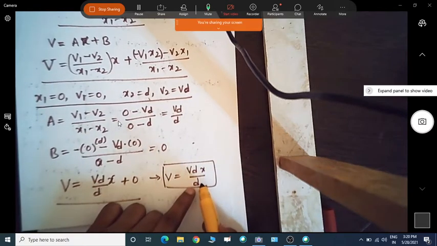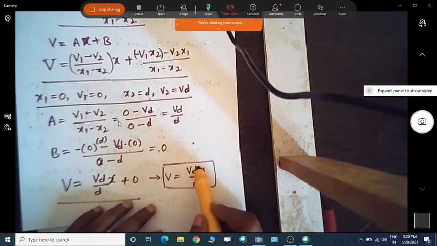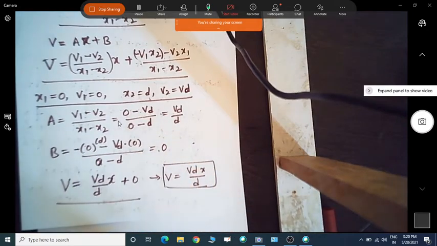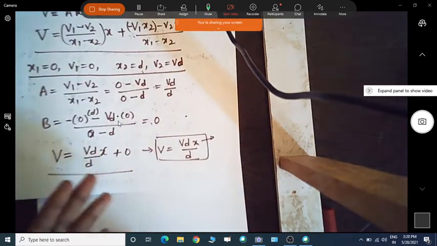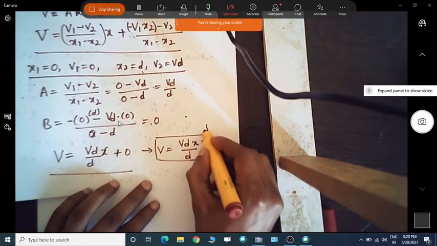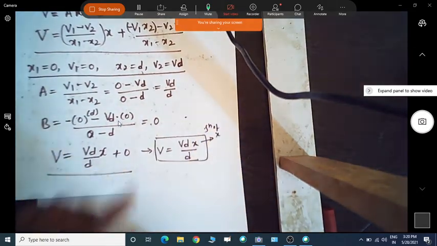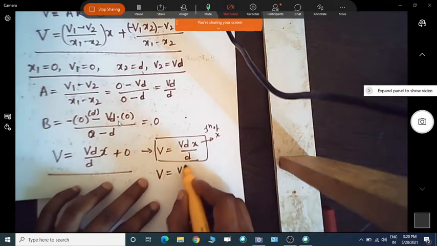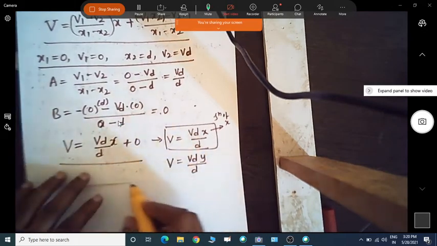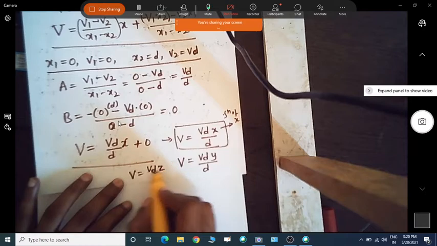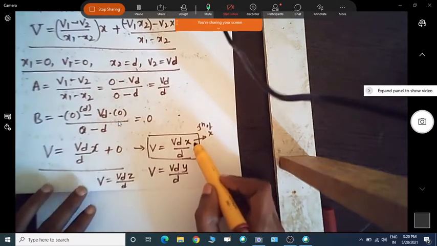Now we can assume what the separation and the voltage are. If you substitute, then you will get the voltage along the x direction, at whatever given position you want to find. So this is a function of x. Similarly, if I take the function of y, you will get Vd y by d. And similarly, you can take the function of z, which is nothing but Vd z divided by d.